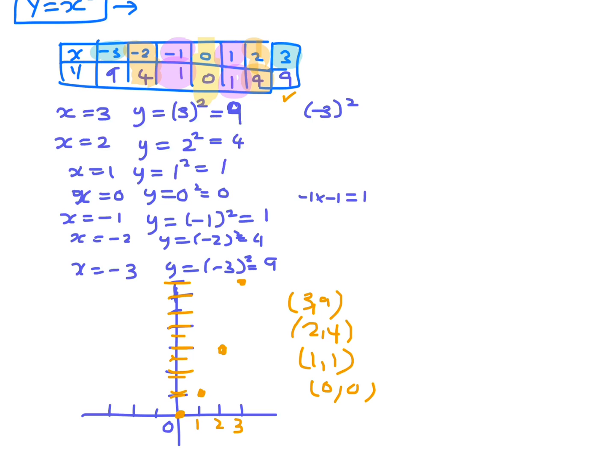Then the ones on the other side will be the same, but you can see you have -1, 1, -2, 4, -3, 9. And when you trace through that, you end up with the shape that looks like a parabola.